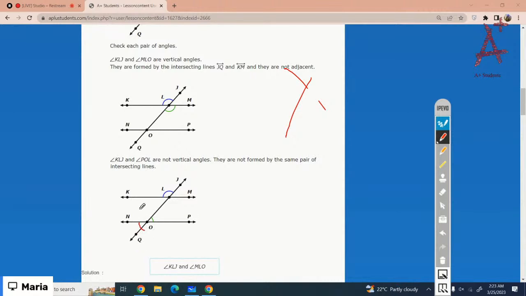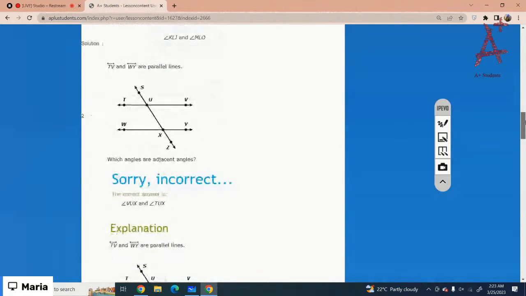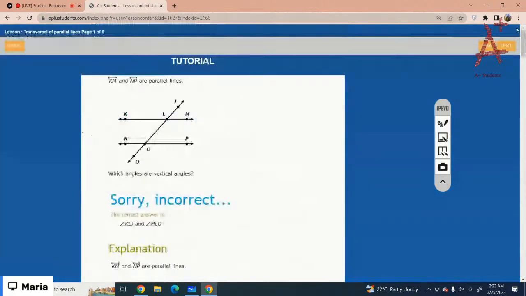Got it? Basically, the angles that are on the same vertex are the parallel angles, but on the opposite sides. Got it? So these are the two sets of adjacent angles. Got it? Let's just start with the practice questions.